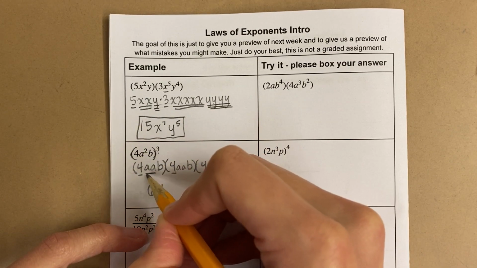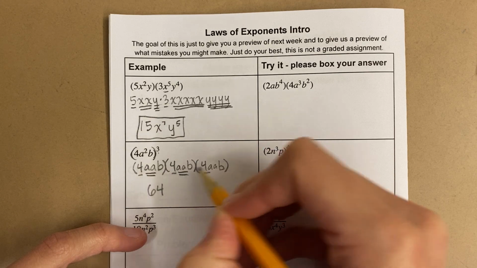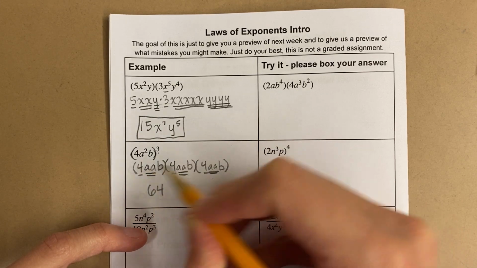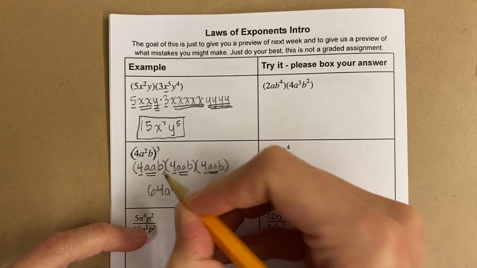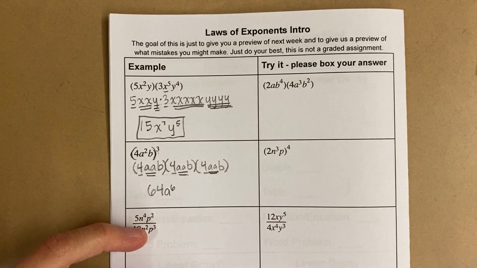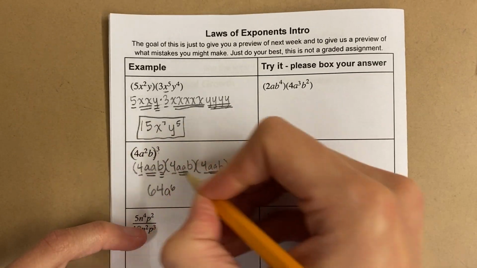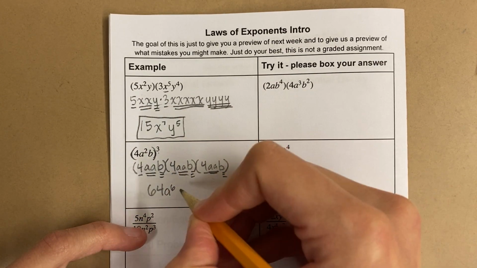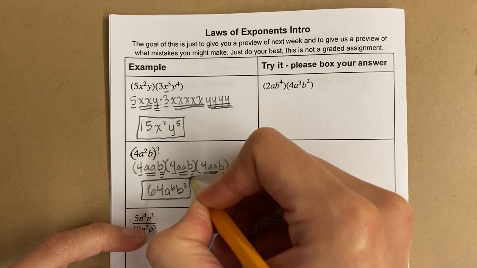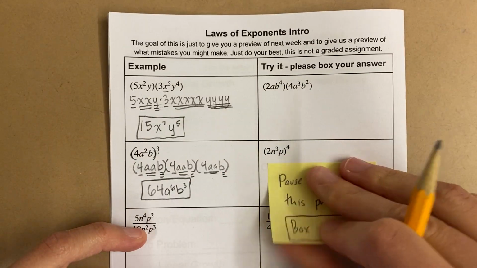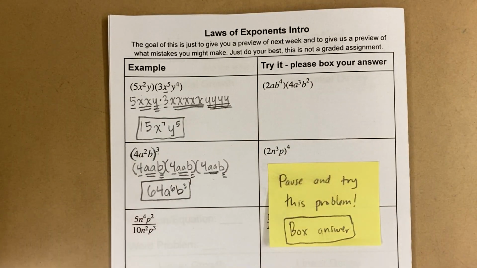Now, a times a times a times a times a times a. So that's 1, 2, 3, 4, 5, 6. That's 6 a's. And then how many b's do we have? Let's see. 1, 2, 3 b's. Okay, so that looks like this. Same deal. Please go ahead, pause it, try this problem. Please box your answer.